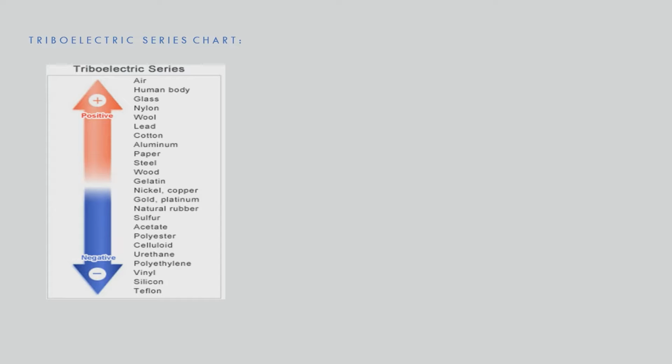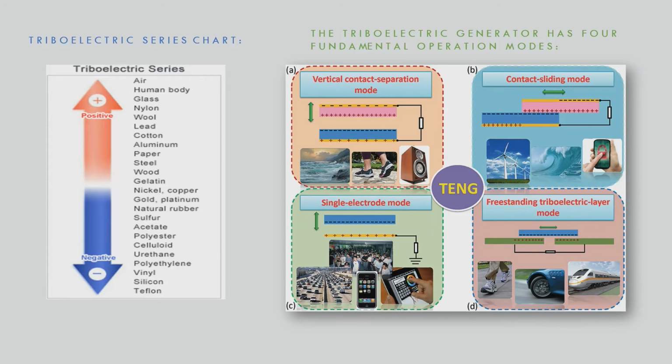The triboelectric generator has four fundamental operation modes. First, vertical contact separation mode. Second, in-plane contact sliding mode. Third, single electrode mode. And lastly, freestanding triboelectric layer mode. In this research, we use all the modes in our experiments.